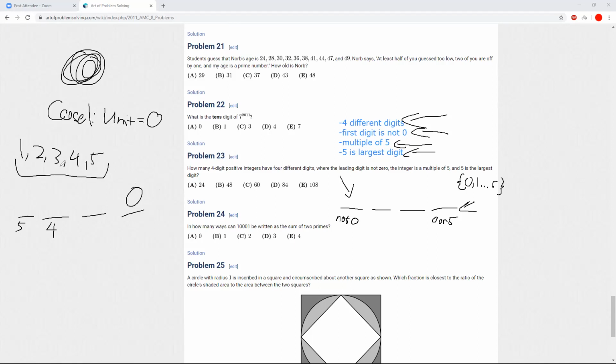And we only have 4 choices because we can't choose the one we chose in the first digit, since we need all the digits to be different. And then for the third digit, we have 3 different choices because it can't be the same as the first 2. So there's only 3 different ways. If we multiply all these up, we get 60 different things for this case.